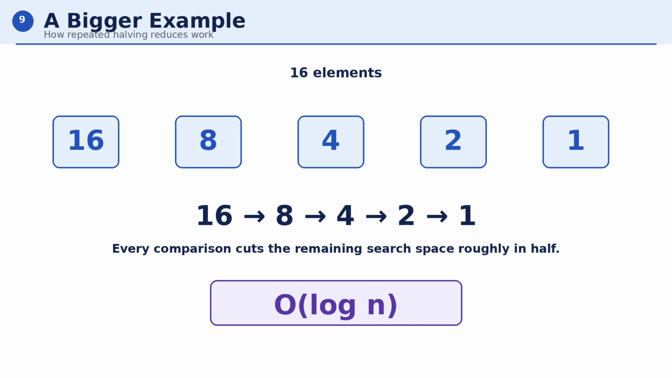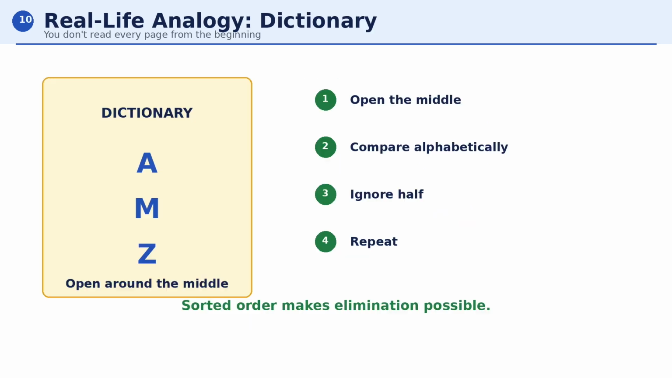Now imagine we don't have 16 elements. Imagine we have 1024. The same principle applies. 1024 becomes 512 after the first comparison. 512 becomes 256 after the second comparison. And like that, we only need around 10 steps. That's because 2 to the power of 10 is 1024. This is the reason we call the complexity O of log n.